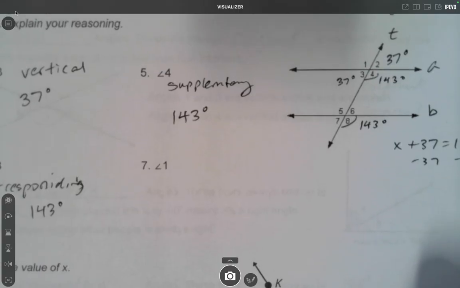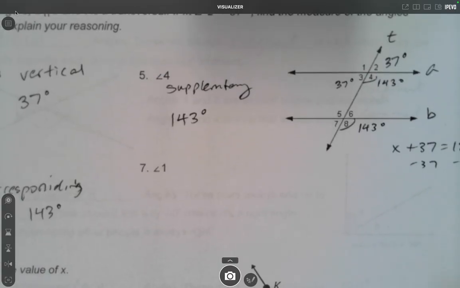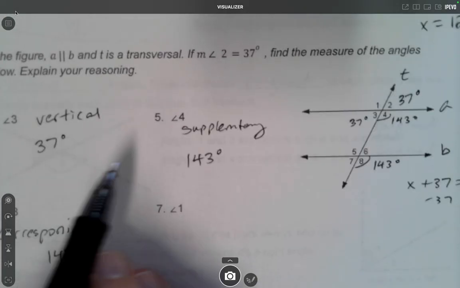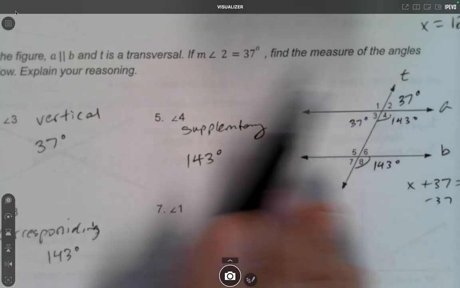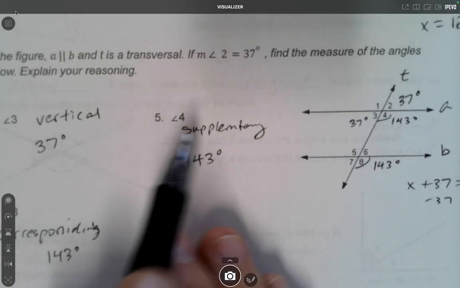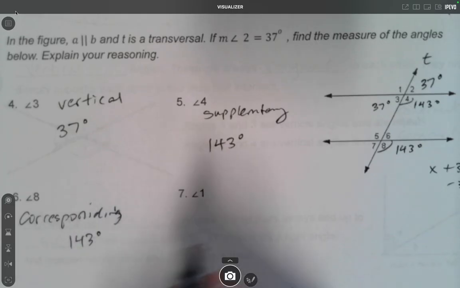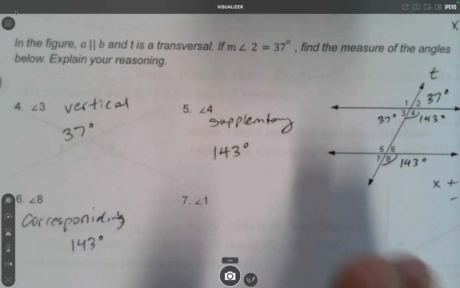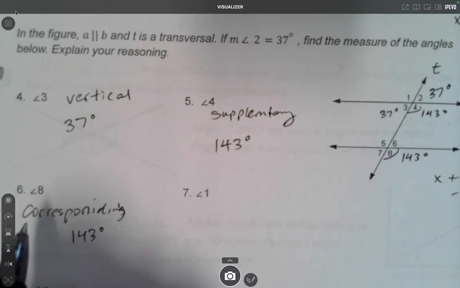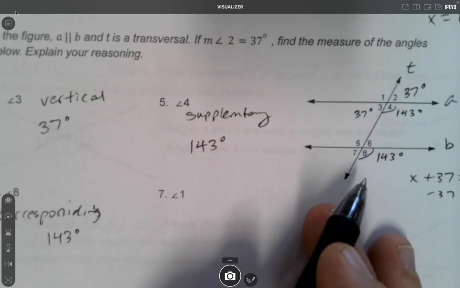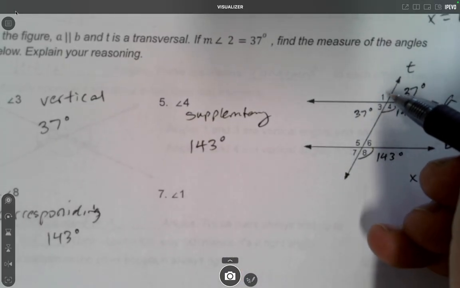Okay, last one, angle 1. You could find this a number of different ways. I'm just going to keep going though with the order we found things in. Like they gave us 2, we used that to find out 3, we used 3 to find out 4, 4 to find out 8, etc. There are other ways, but I'm just going to choose to keep going in that rhythm. So we'll look at angle 8, which we just found, and look up here at angle 1.